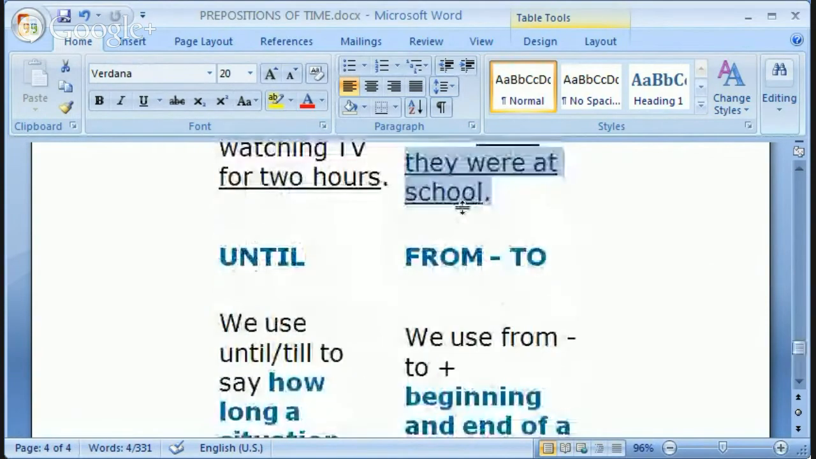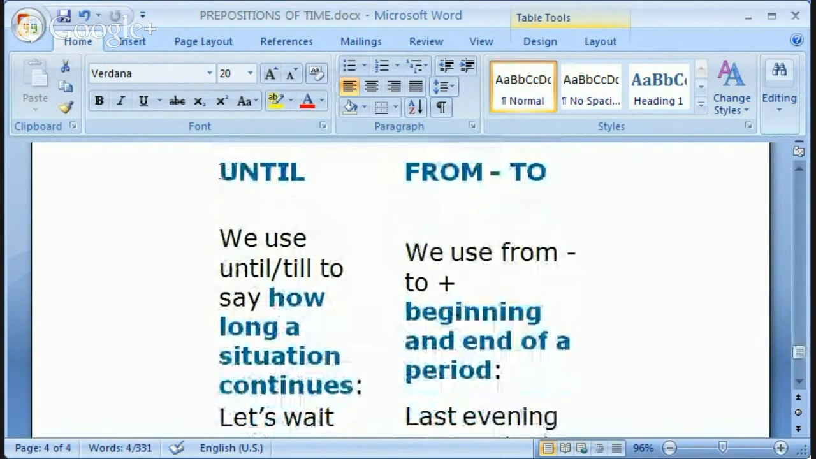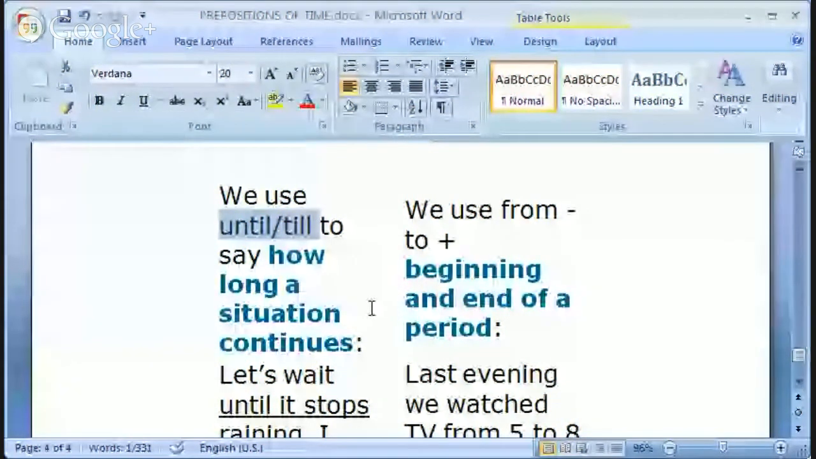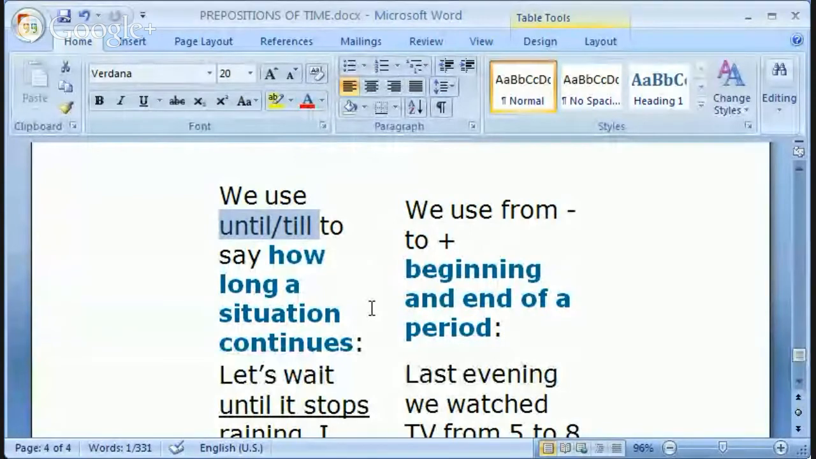All right. Finally, we're going to look at until and from to. We use until or till. What is the difference between until and till? Well, until I can figure it out, I can't tell you. Or till I know, I can't really explain. Basically, until is a bit more formal. Till is more relaxed, conversational.